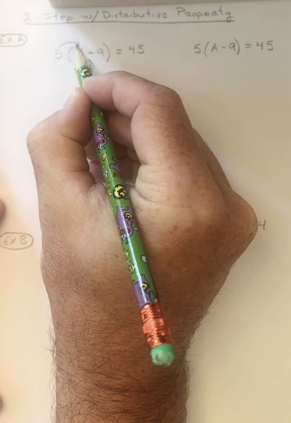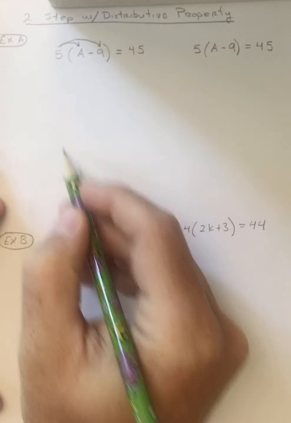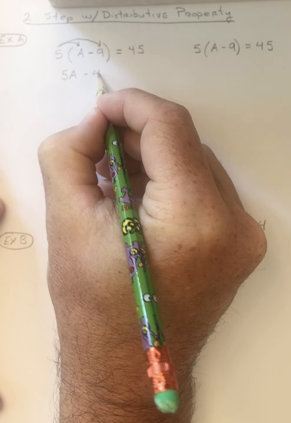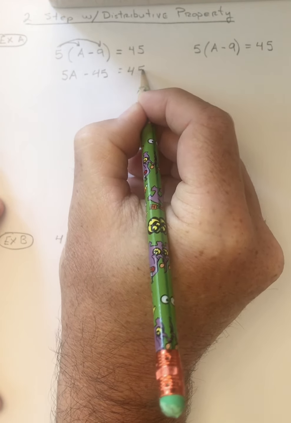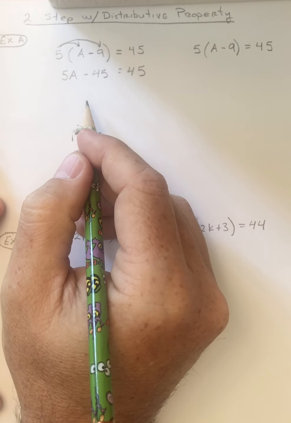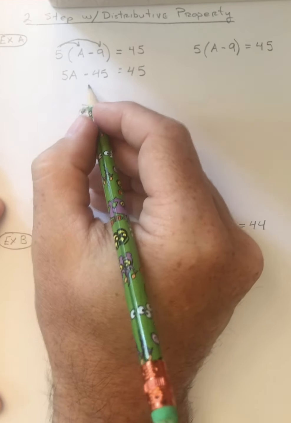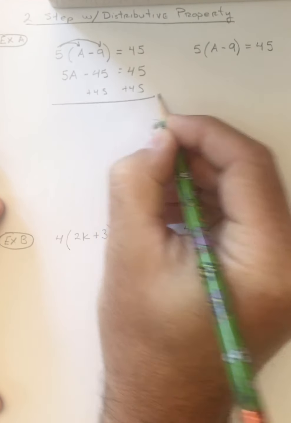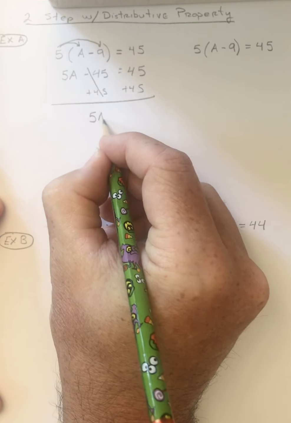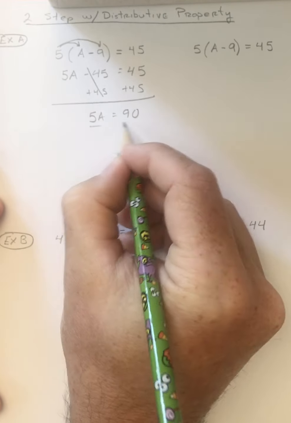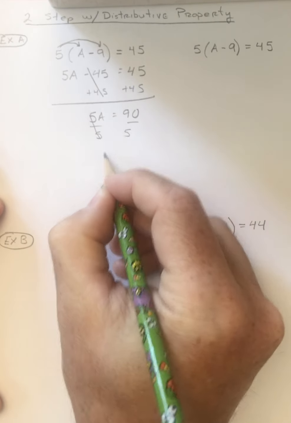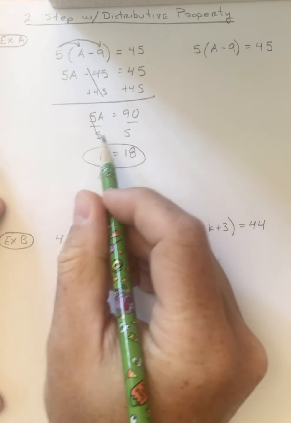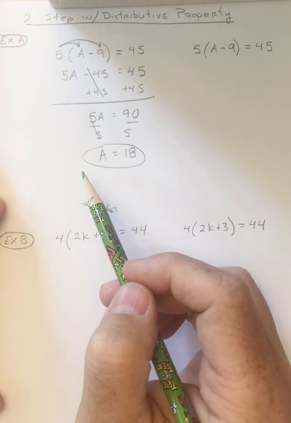And some of you, this is going to look very familiar. We're going to distribute here. So I'm going to get 5a minus, and 5 times 9 is 45, equals 45. And then this becomes your standard two-step equation that you did yesterday. All right, so I'm going to add 45, add 45. These cancel. I get 5a equals 90. Divide both sides by 5, and I get a equals 18. Okay. Pretty standard. It just has that step in the beginning where you have to distribute.